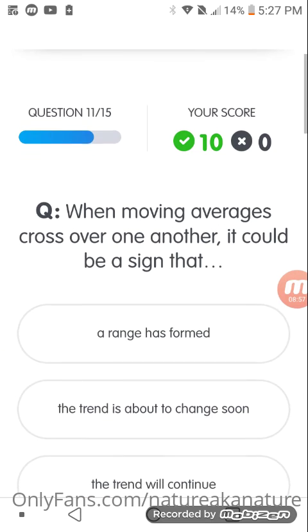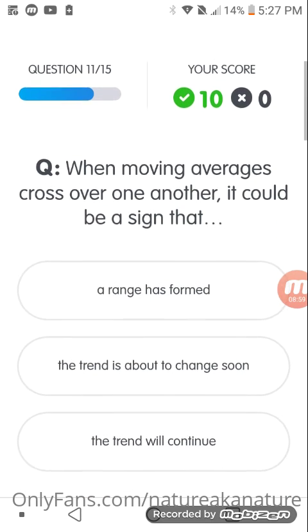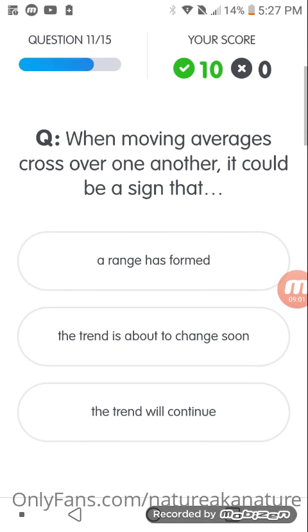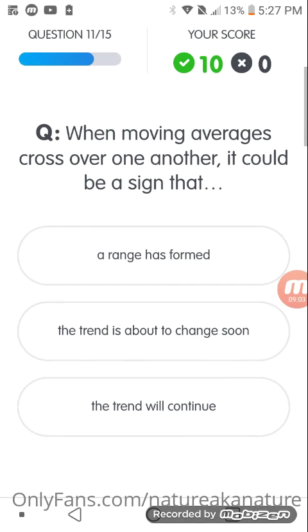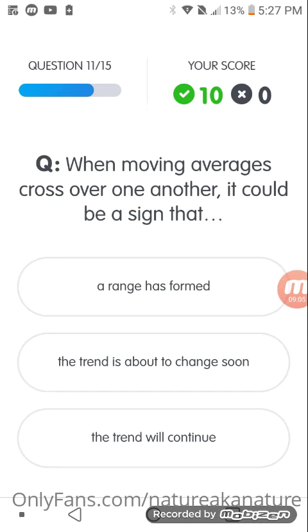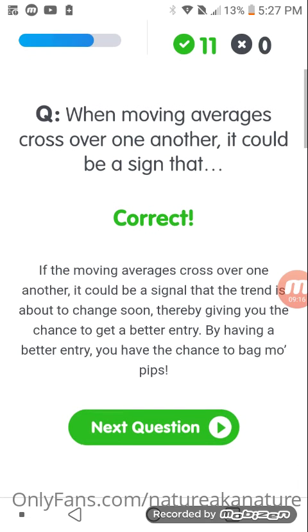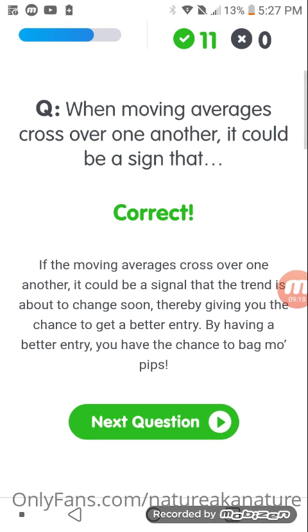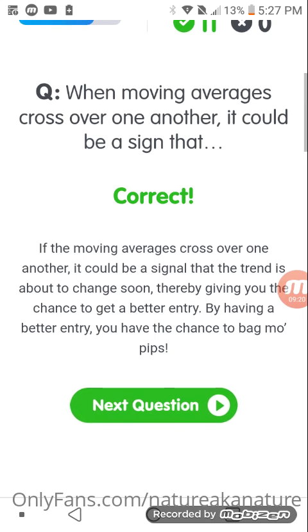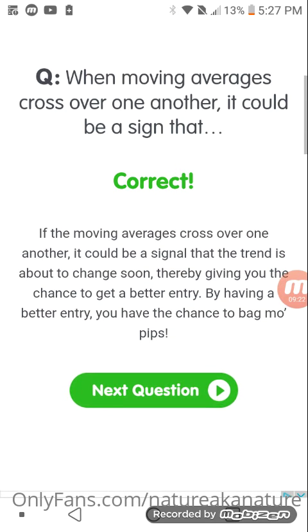When moving averages cross over one another, it could be a sign that a trend is about to change soon, a reversal. If a moving average crosses over another, it could be a signal that a trend is about to change soon, thereby giving you a chance to get in for a better entry.